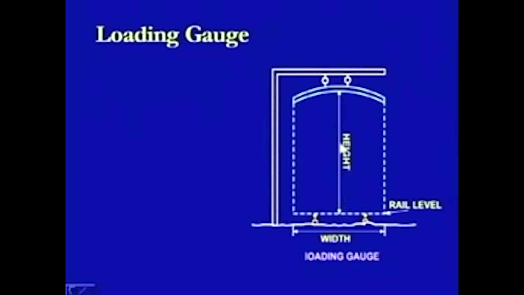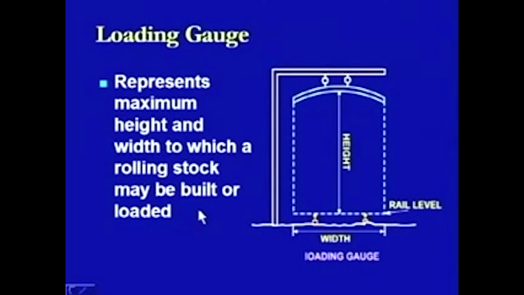So this is the total height which can be there of any loaded wagon. Similarly, this is going to be the total width of the section or the wagon which can be filled with any material. Mostly it is going to be used in the case of freight transportation. This is very important because we have to look at the different specifications provided to the Indian Railways, and the wagons have to comply with all those specifications. Therefore, this loading gauge represents the maximum height and width to which a rolling stock may be built or loaded.